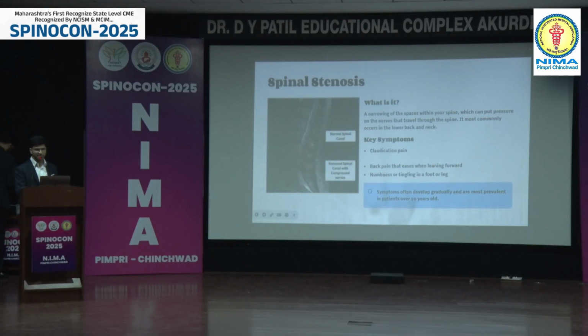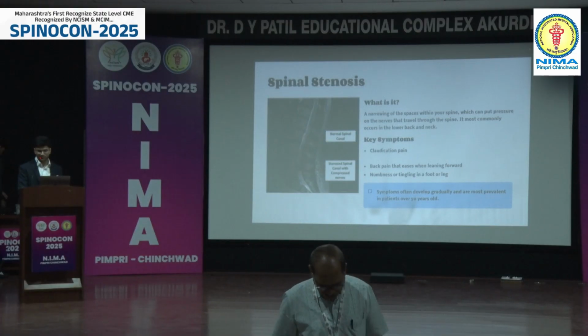The second condition which can be treated endoscopically is spinal canal stenosis. This is a normal spinal canal here, which you can see at the level of L2, L3. While at the level of L4, L5, you can see there is significant compression anteriorly and posteriorly, and it's called spinal canal stenosis. The patient predominantly presents with claudication pain.